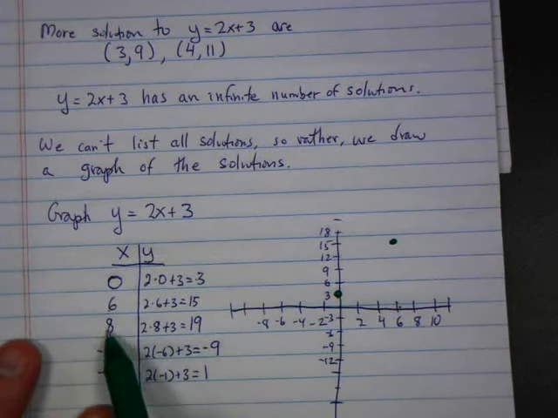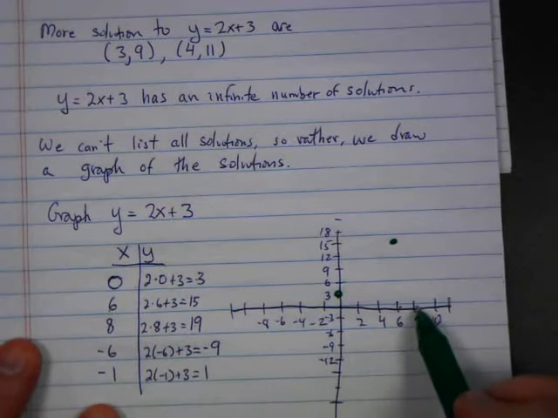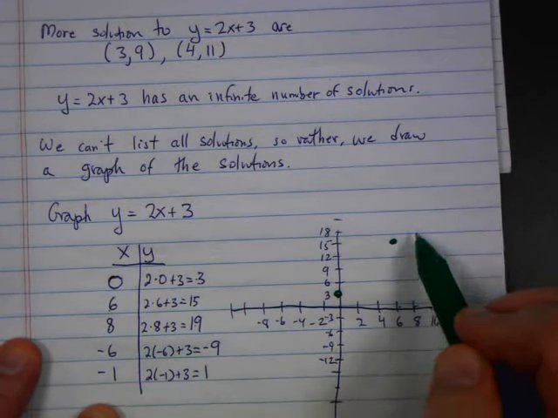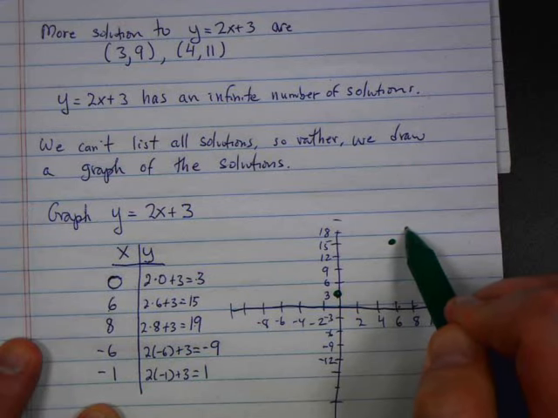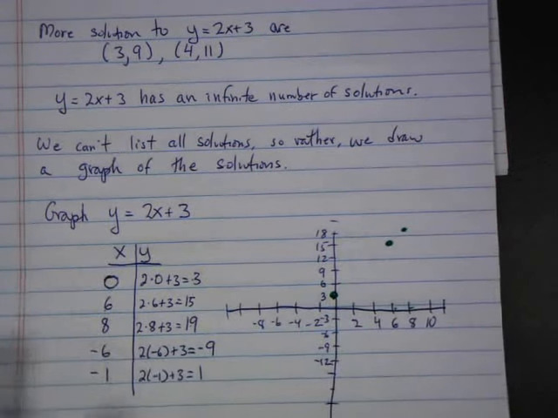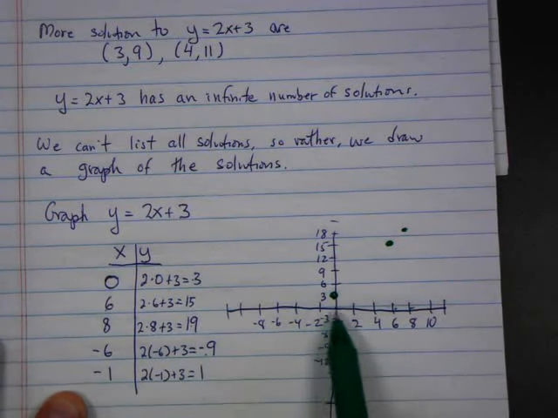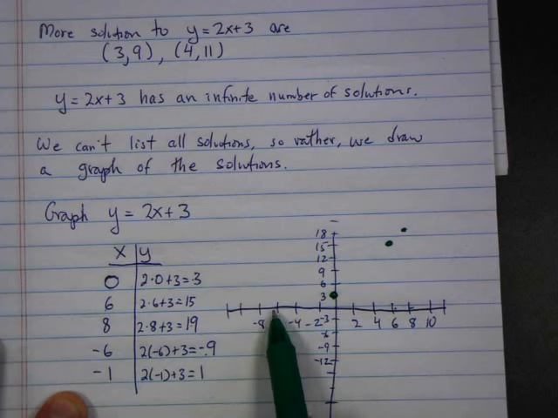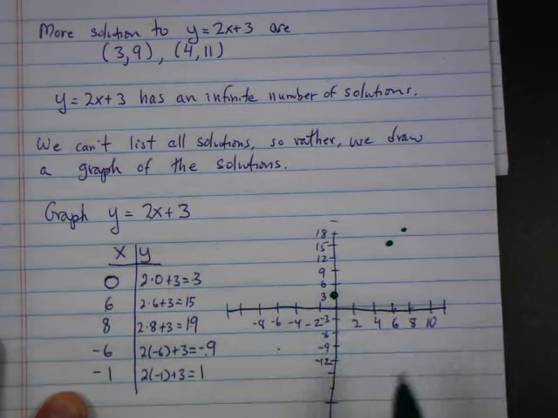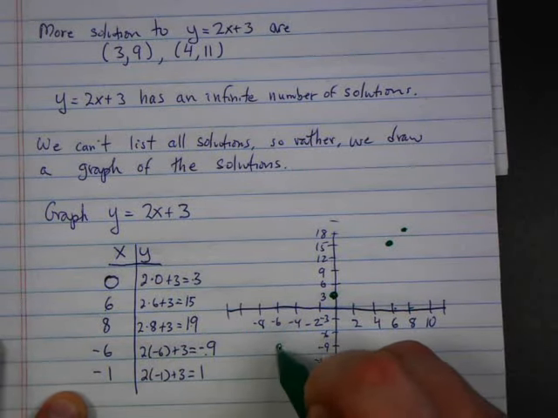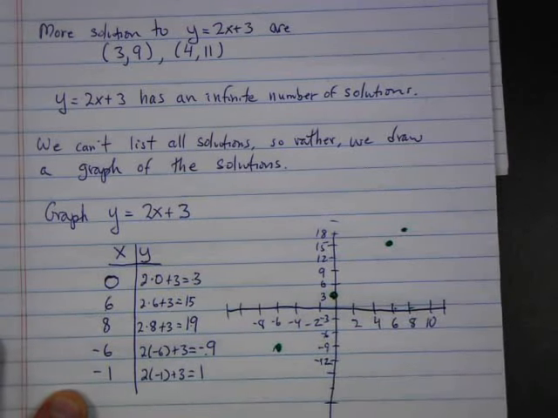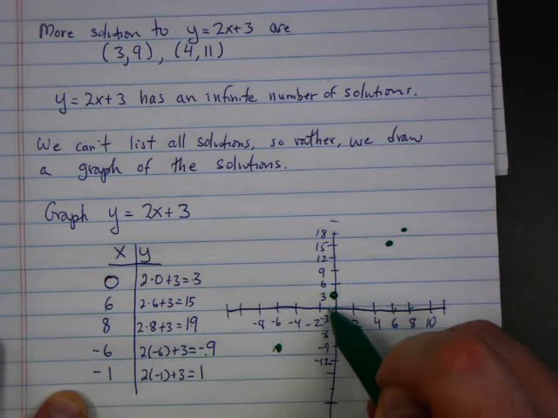Let's try number 3. 8, 19. 8 is here. 19. So far, so good. They still look like a nice straight line. -6, -9. There's -6. There's -9 right there. Still looking good. And finally, -1, +1.